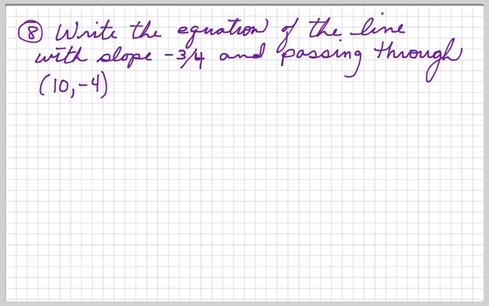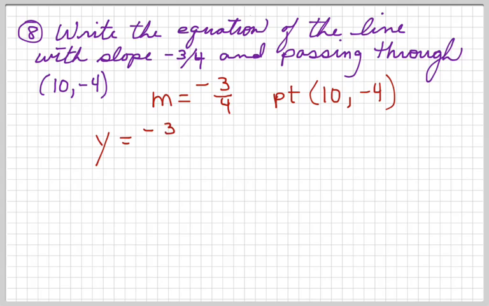Problem number 8. Write an equation in slope-intercept form. We'll always put that in there, or assume that, with a slope of negative 3/4, and then it goes to the point 10, negative 4. Okay, well, if we know the slope, we know almost everything we need to know to write this equation. The only thing we don't know is the b value, the y-intercept.